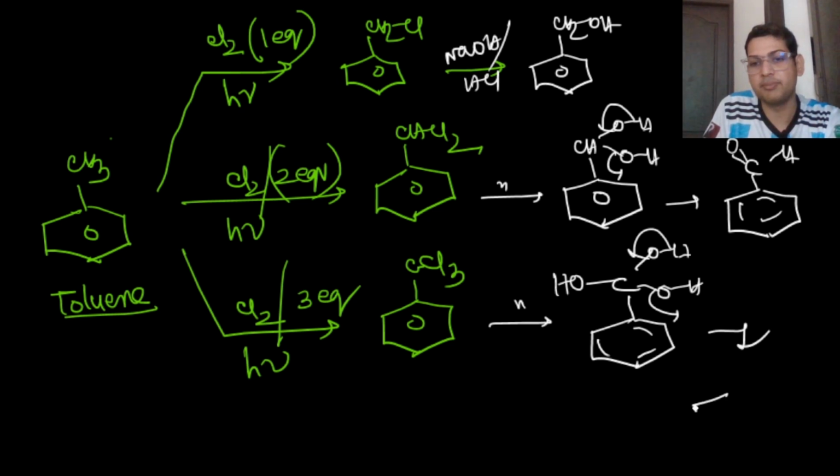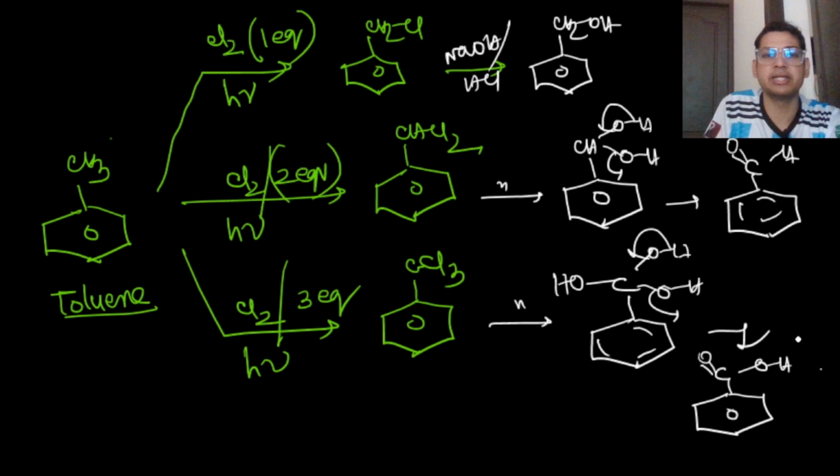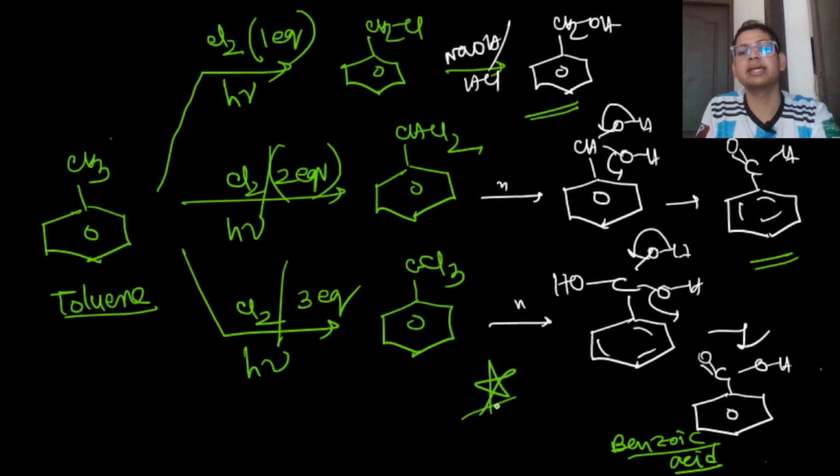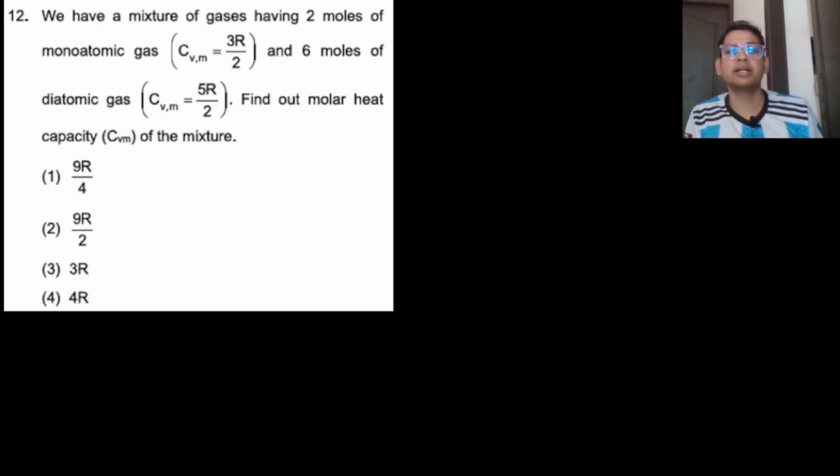Ultimately I will get a benzene ring with C double bond OOH. Please check it. I hope you will understand. This is benzyl alcohol, this is benzaldehyde, this is benzoic acid. Okay, so that was a quick revision of what I have done here. I hope you understand this. Okay, going to the next question.